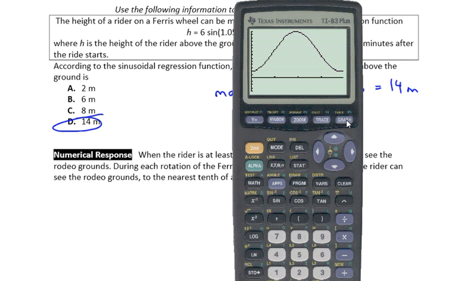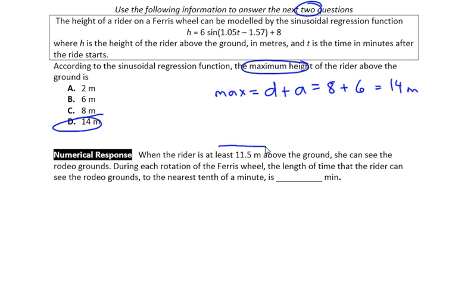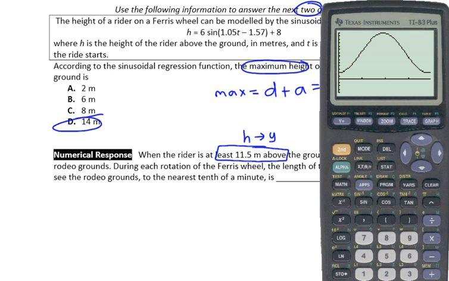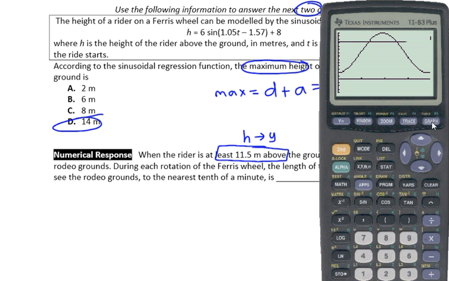So the question asks, when the rider is at least 11.5 meters above the ground, the first thing you need to know is this is the height, or the y value. So if I want to find out when he's reaching 11.5 first, this question is asking how long is he above 11.5 meters. So your first step is you're going to have to go to y2 and enter 11.5 and then graph it. So we really want this time in here. How long are we above 11.5 meters? Well, find the 2 intersections and then subtract them.